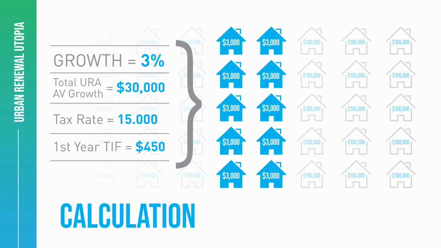Once the increase in assessed value for the urban renewal area is gathered, the process of calculating urban renewal property tax revenues can begin. The total assessed value increase in the urban renewal area is $30,000. This $30,000 will be taxed at a rate of $15 per $1,000 of assessed value. As such, the first year of TIF revenues will be $450.